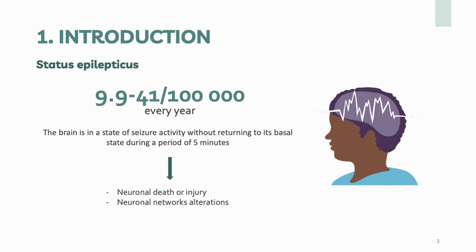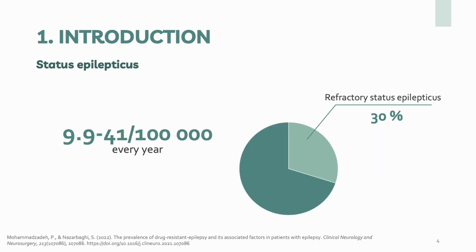It is characterized by a seizure that lasts longer than 5 minutes or a series of seizures that occur within a 5-minute period without the person returning to consciousness in between. It can lead to long-term consequences such as neuronal death or injury and alteration of neuronal networks. In most cases, it is controlled with medication, but about 30% of patients do not respond well, and they progress to refractory status epilepticus. In these circumstances, surgery is considered.